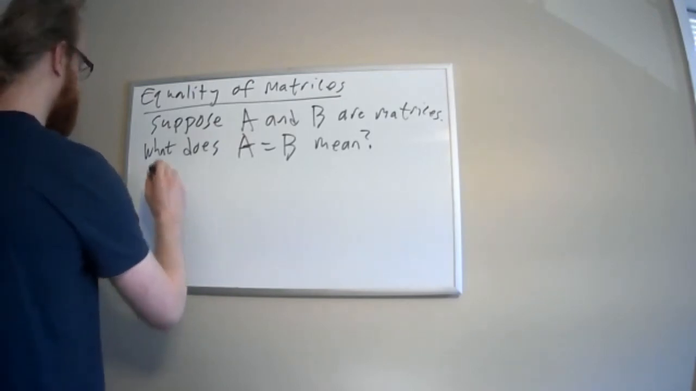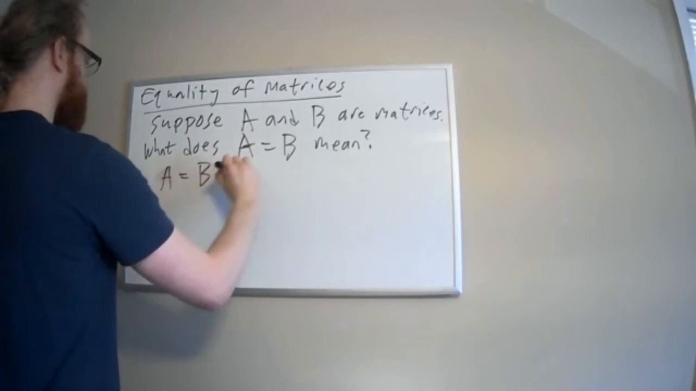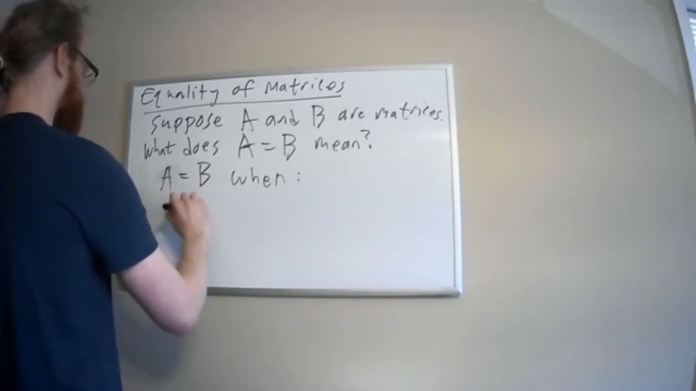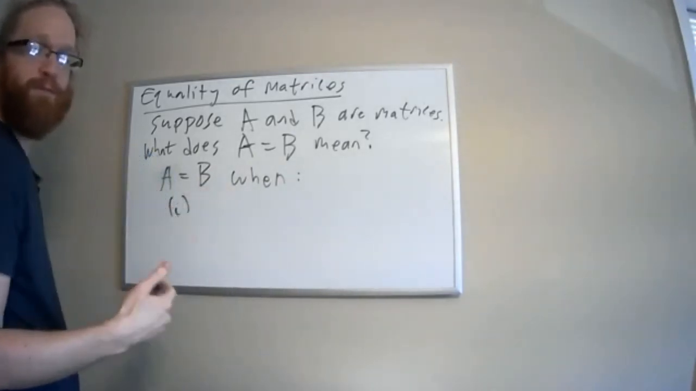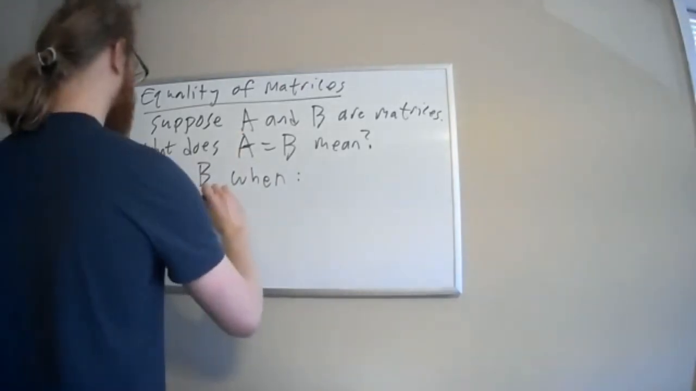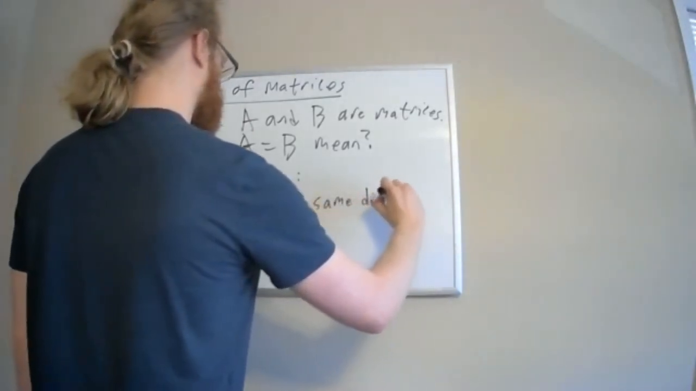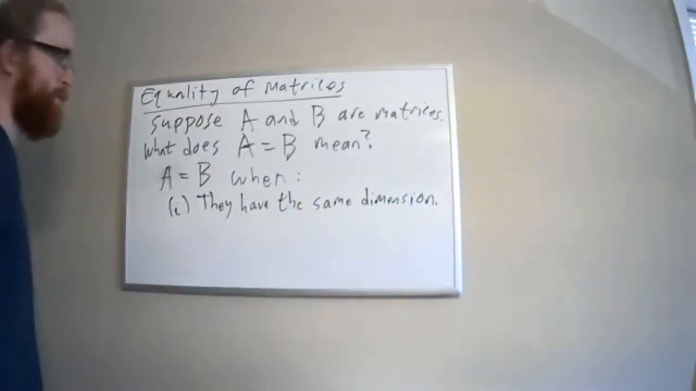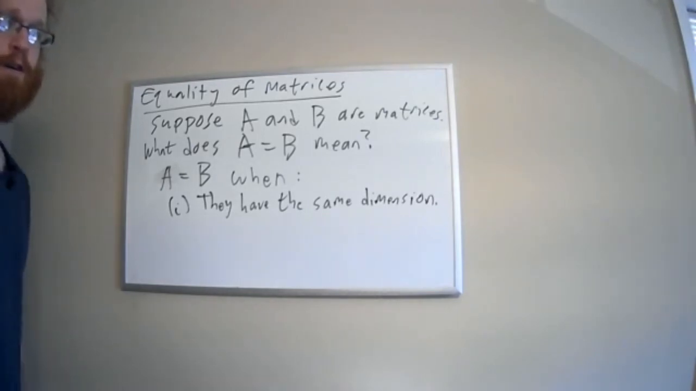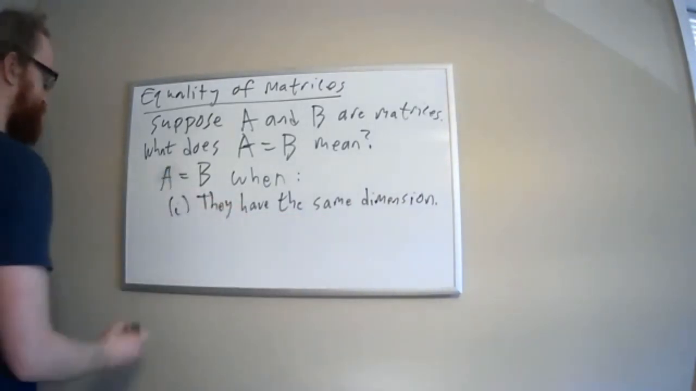And I claim this is when 2 matrices are equal. So A equals B when maybe 2 things happen. 1, they have the same dimensions. So maybe I want my matrices to be the same size, right? They should have the same number of rows and the same number of columns. So they have the same dimensions. If one matrix has 3 rows and the other one has 5 rows, I probably don't want to call those matrices the same because they have a different size, so they're going to look different anyway. So I'm going to ask that their dimensions be the same.